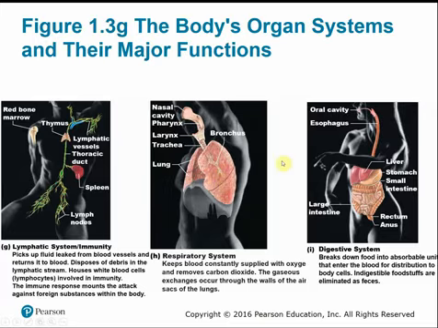The digestive system is how we break down food into absorbable or usable units that can enter the blood for distribution to body cells. Basically, the digestive system breaks down the food until the molecules are small enough to pass through the intestinal lining into the bloodstream. Anything that is not digestible will just be eliminated as feces.